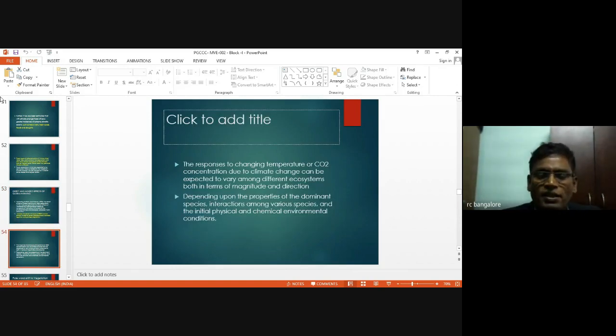The response to changes in temperature or carbon dioxide concentration due to climate change can be expected to vary among different ecosystems, both in terms of magnitude and direction. That is true: carbon dioxide and temperature are not constant in all places, and may change from location to location based upon the activity, the forest cover, and other factors, depending upon the properties of the dominant species, interaction among various species, and initial physical and chemical environmental conditions. All this varies, so the carbon dioxide and temperature will vary accordingly.